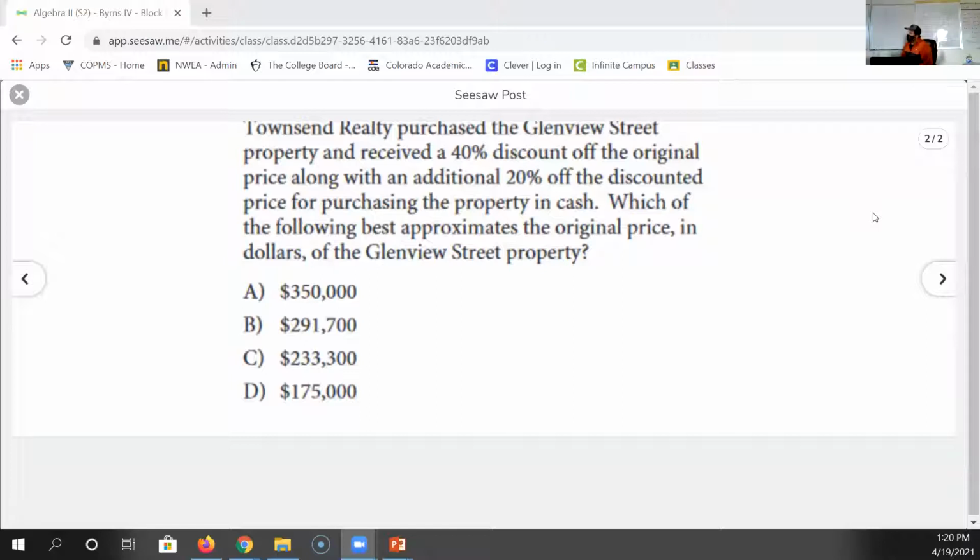So basically, if you can sum that up, we're going to pay 60% of the original listing price. And then because we're paying cash, we get an additional 20% off of that 60%. Or off of that 40%, the extra discount. This one's a little tough because conventionalism would just say, okay, if I multiply this by 1.6, then I would get the correct answer. But in this case, it's two different levels of discounts. They're not just off of the original price. Okay, and it says, which of the following best approximates the original price in dollars of the Glenview Street property?